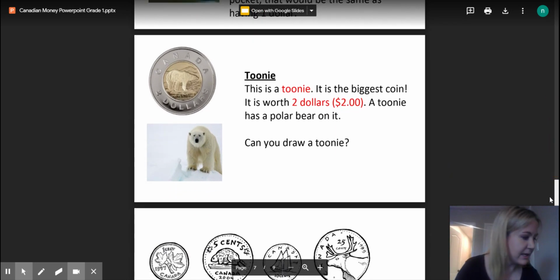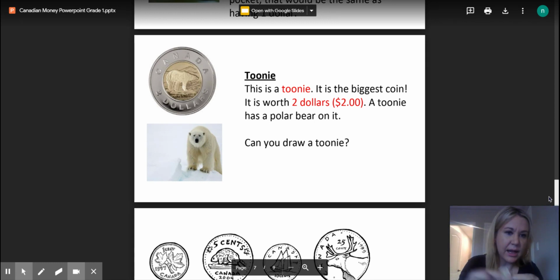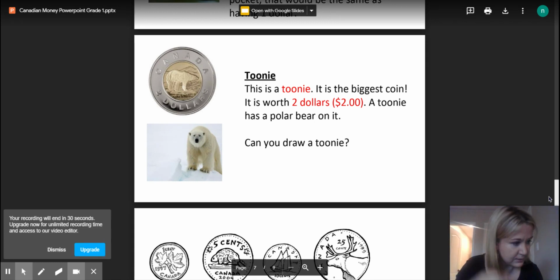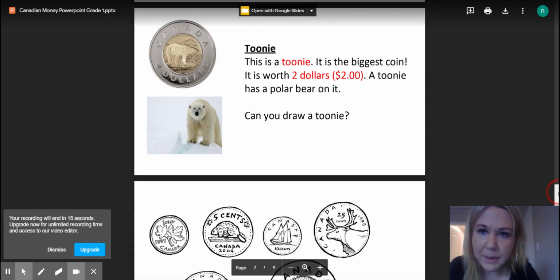Next is a toonie. It's the biggest coin. This is what it looks like here. It's worth $2 and has a polar bear on it. Okay, can you draw me a toonie? Okay, a toonie is $2. Okay, so it's the same as having 2 loonies. Okay, $1 plus $1 equals $2. Okay, please draw me a toonie with the polar bear.